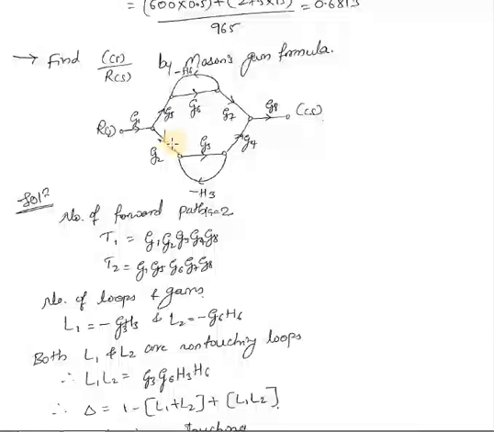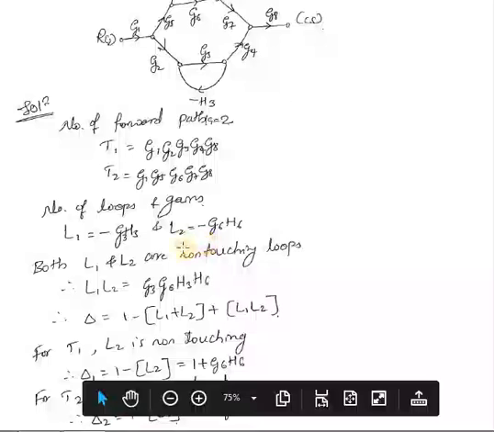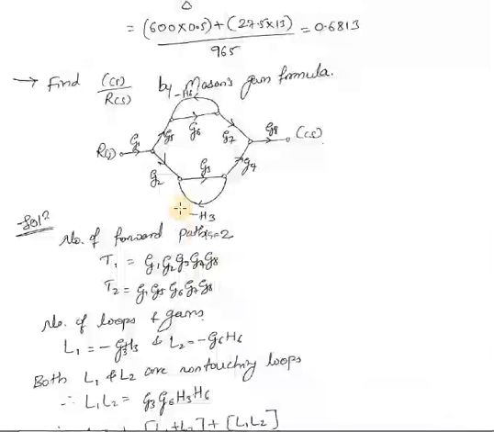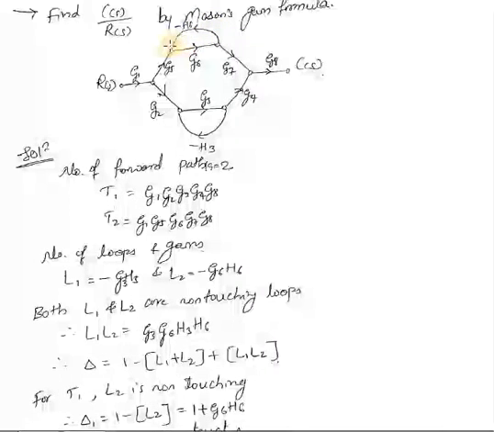If you check for any other combination, if I start from here G3, G4, I cannot go in this direction because the signal is in the opposite direction. So there are only 2 loops. If you consider the number of non-touching loops, your L1 is here and your L2 is here. They are not sharing any common node, so you can take that combination as the non-touching loops combination.